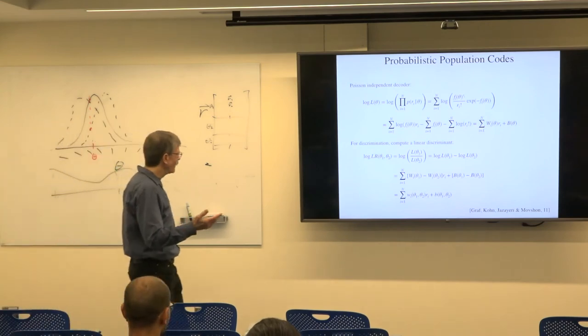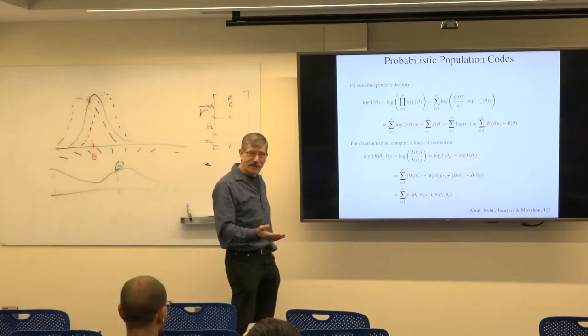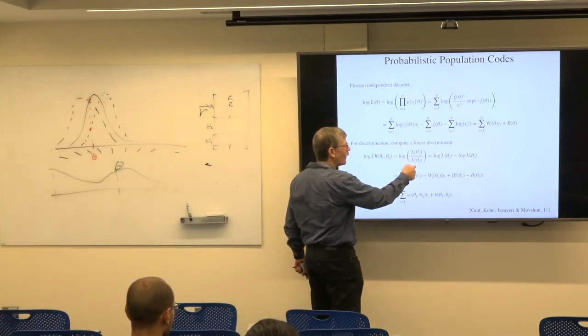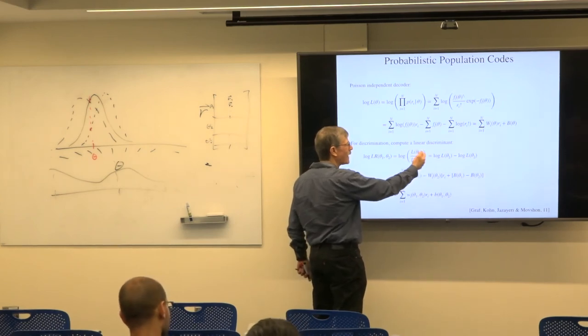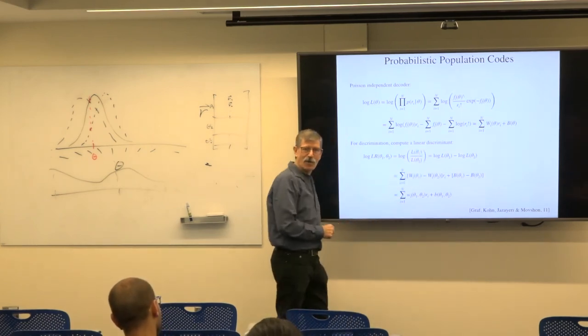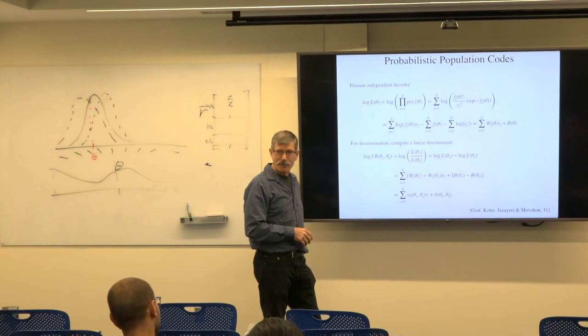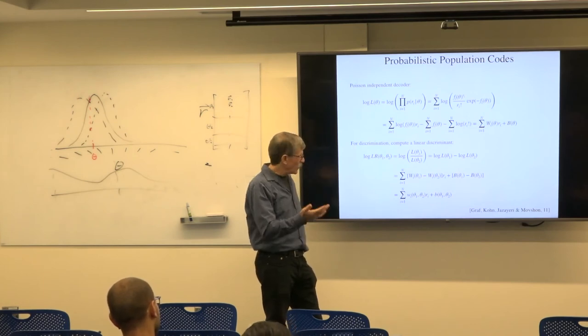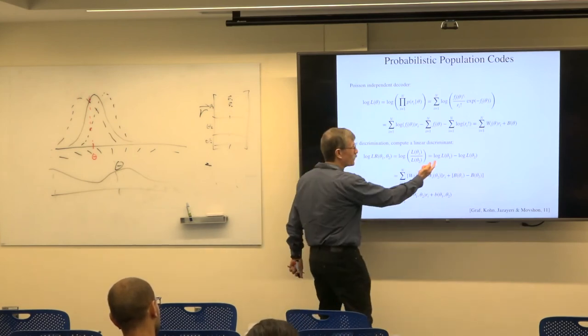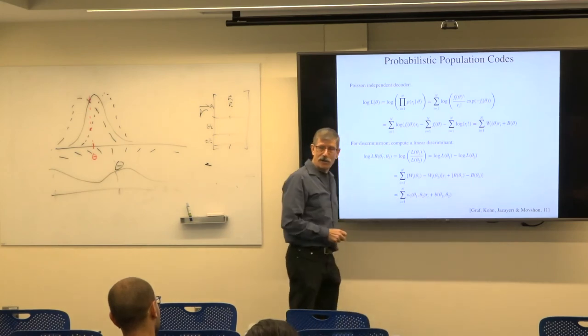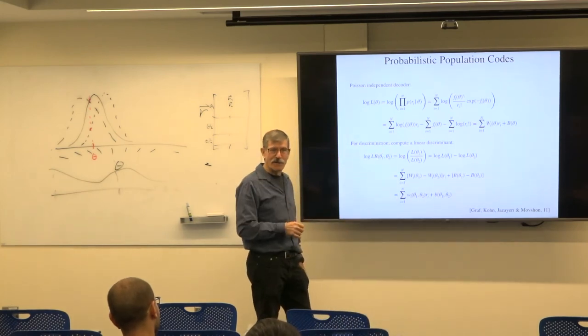Well, go back to signal detection theory, when we talked about that. You want to say, here's the likelihood of this one, here's the likelihood of this one, and you want to say which one's bigger. You can also do it in log likelihood, so you're going to subtract log likelihoods and say which one's bigger. You're going to compare it to zero. If it's bigger than zero, you'll say it's theta 1. If it's smaller than zero, you'll say it's theta 2.